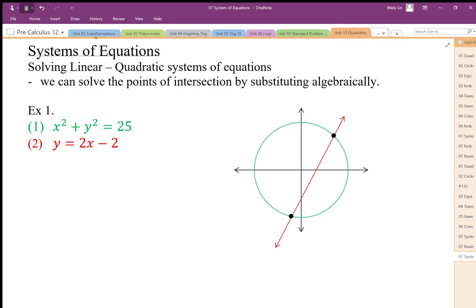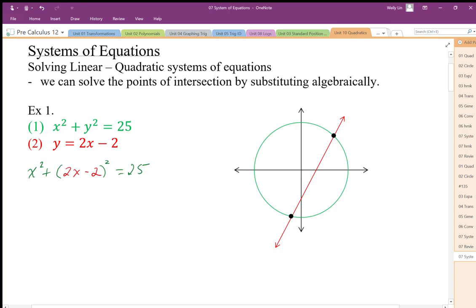So I can see that it's already y equals down here. So I can substitute for this y. So I'll set it up this way. I have x squared plus y squared equals 25. The y is going to be replaced by the equivalent 2x minus 2. So I've made this system from a 2-variable system into a 1-variable system. So I now have one equation, one variable.